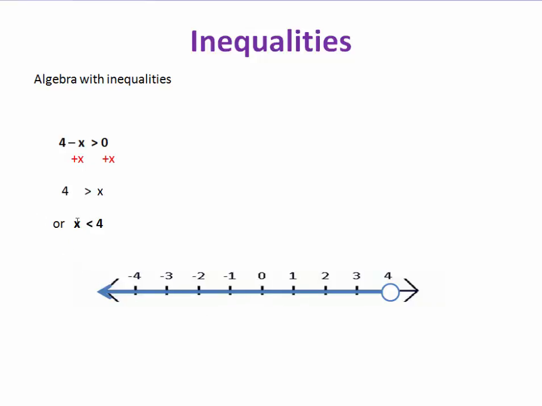So for our 4, there's no equal sign, so we've got an empty circle, or a circle with a dot in the middle. And everything to the left of this circle is a solution to this inequality.